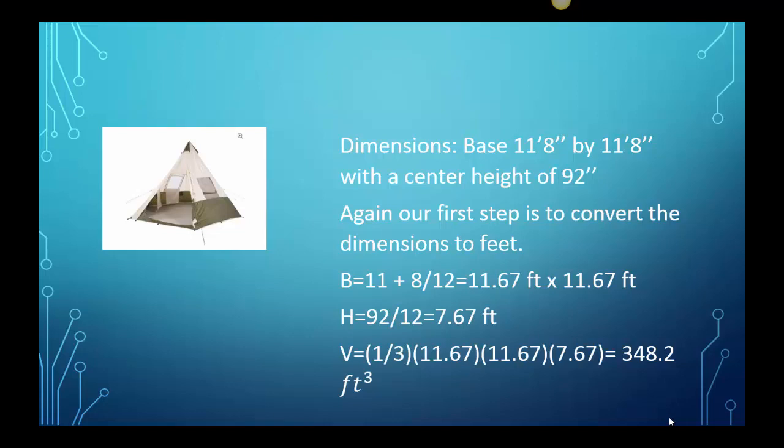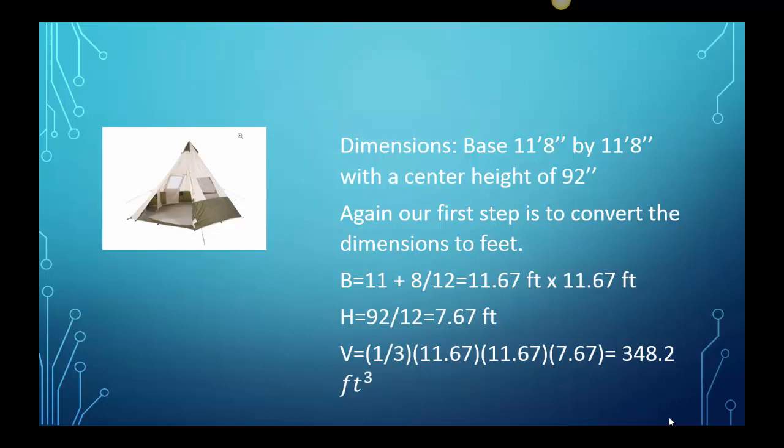I have two of them, so I have 11.67 times 11.67 for my base. My height was 92 inches. I'm going to divide by 12. It gives me 7.67. So this is much higher. For this tent, yes, we can all stand up in here. This is 7.67.